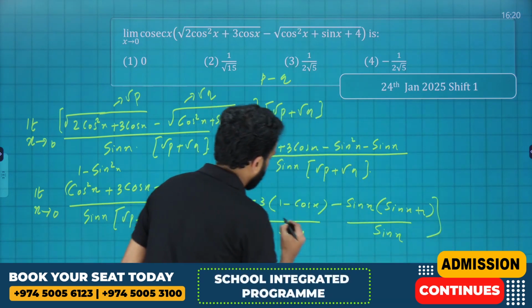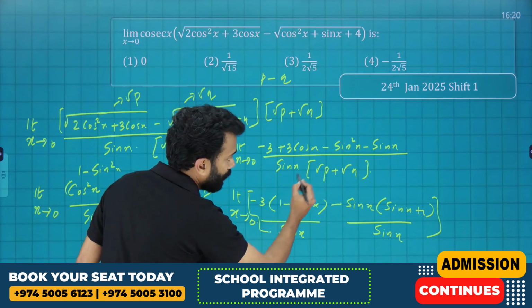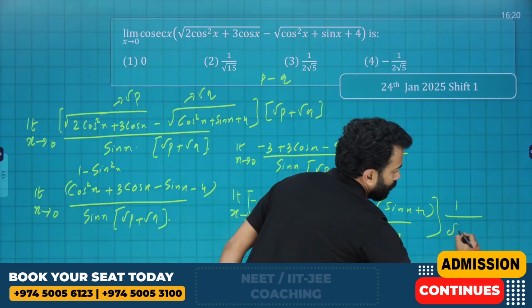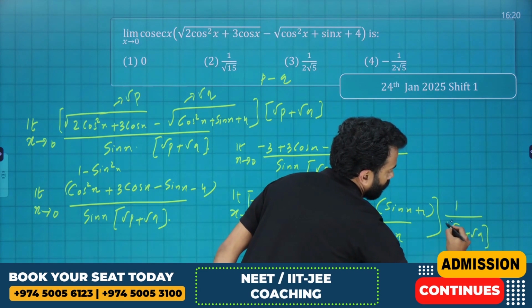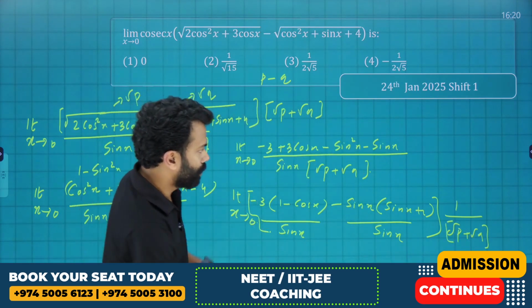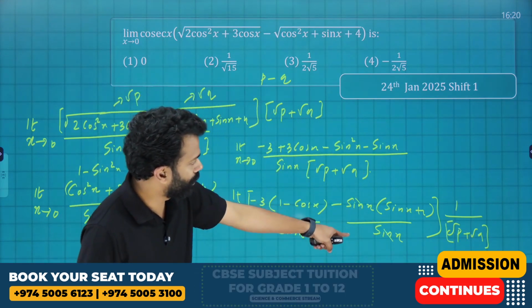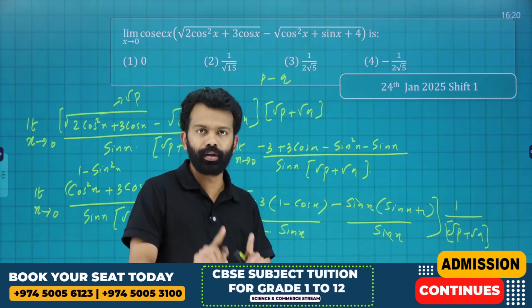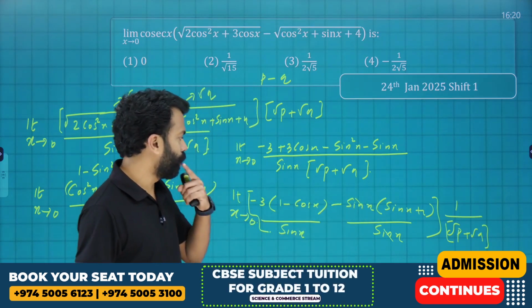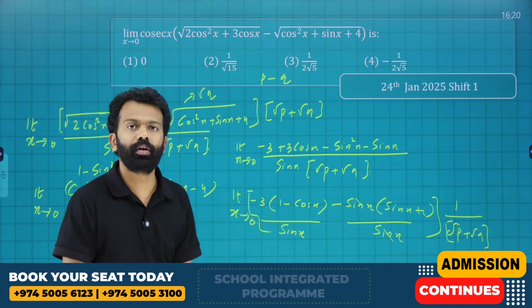So there is 1 by root p plus root q, that is we can assign it over here. So this and this got cancelled. The problem is over there. If you substitute x equal to 0, it becomes what? Minus 1. So my question is, what is 1 minus cos x divided by sin x?